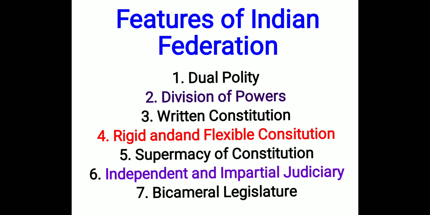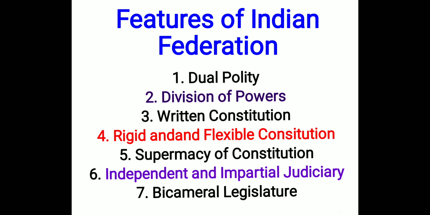Number two, division of powers. Yes, we have division of powers in our constitution. In the seventh schedule of our constitution, there is provision of division of powers through three lists: union list, state list, and concurrent list. We will discuss these lists later.